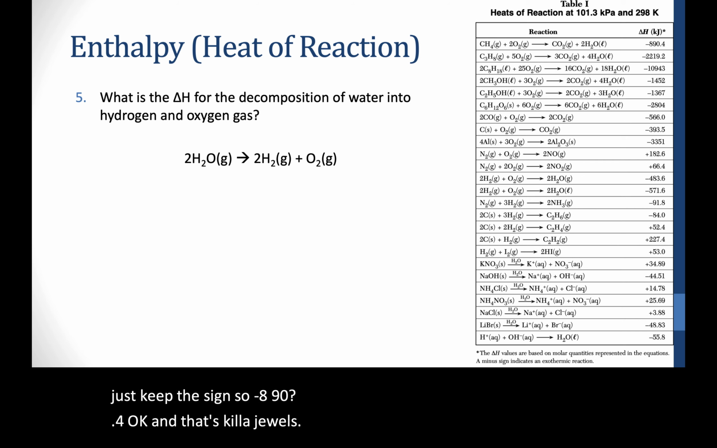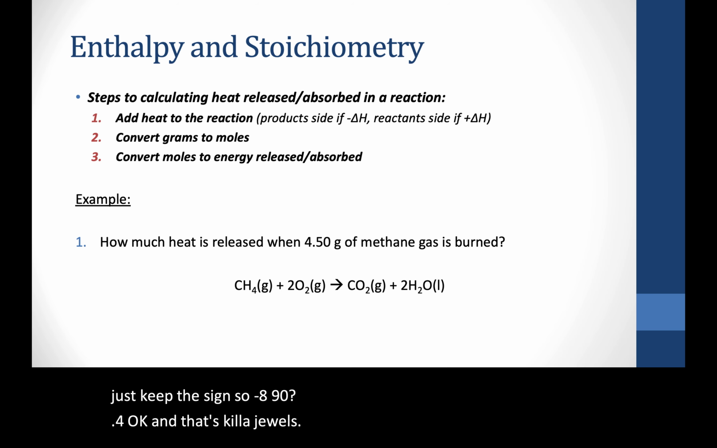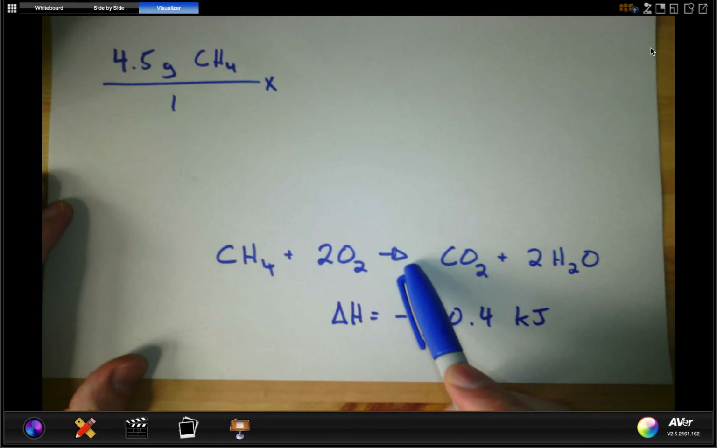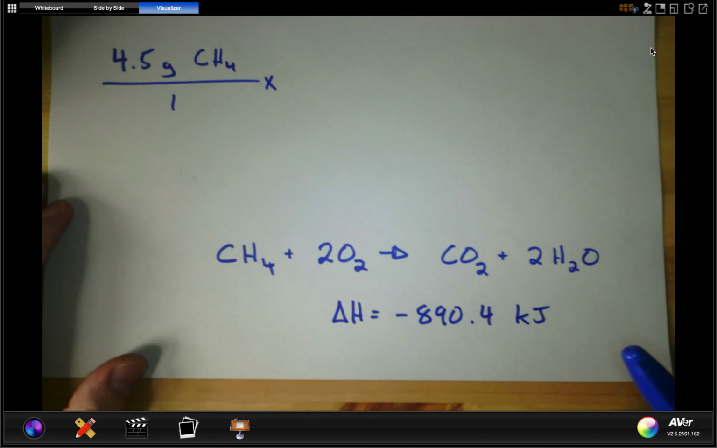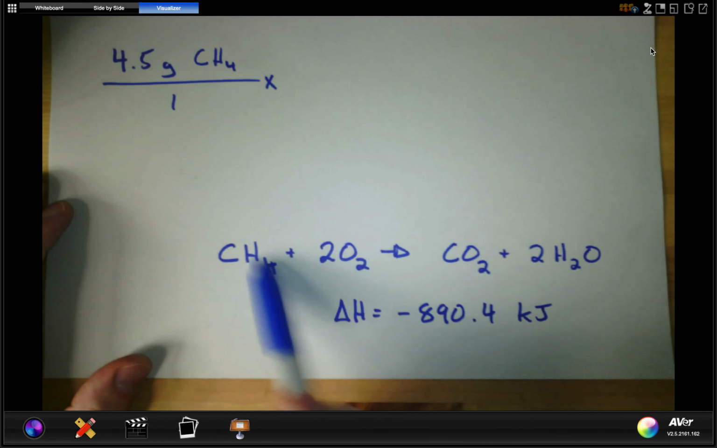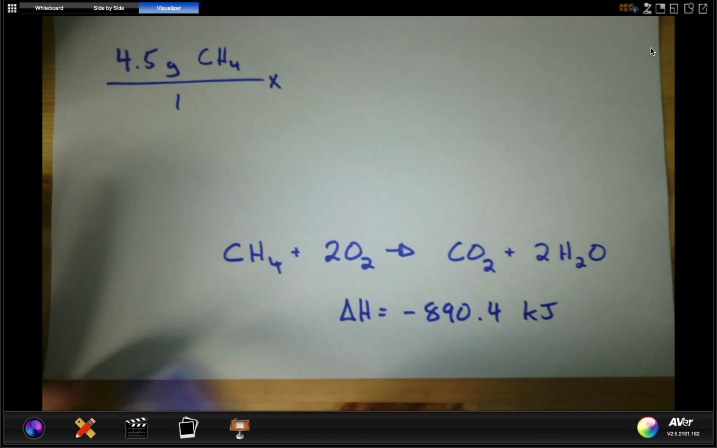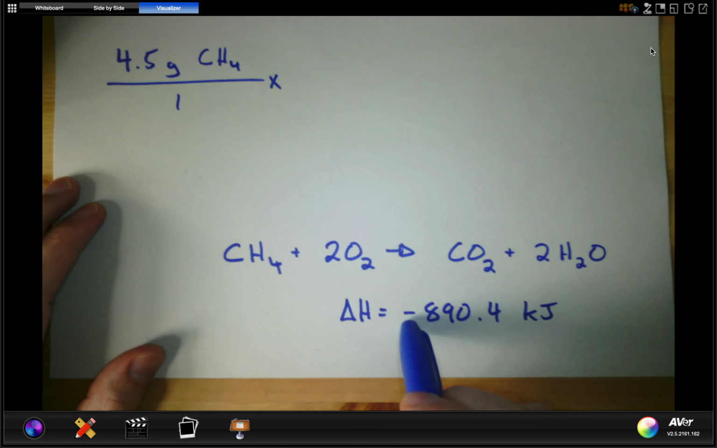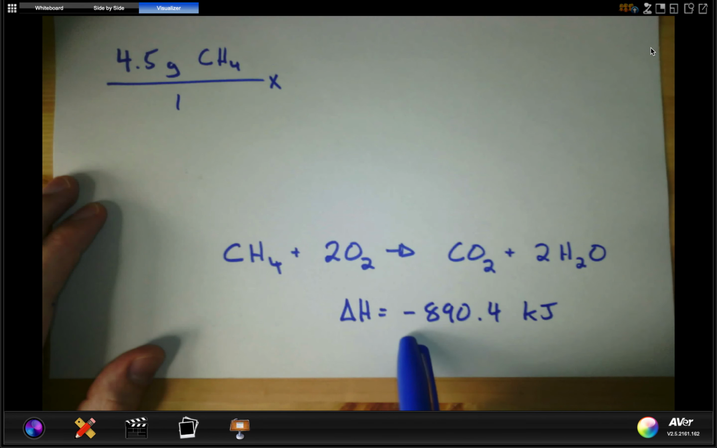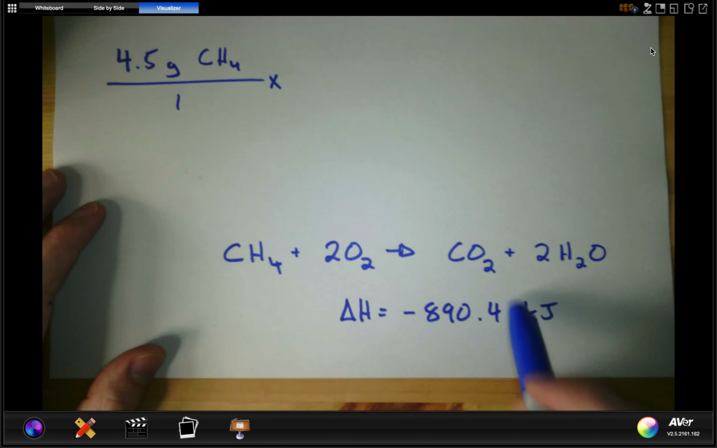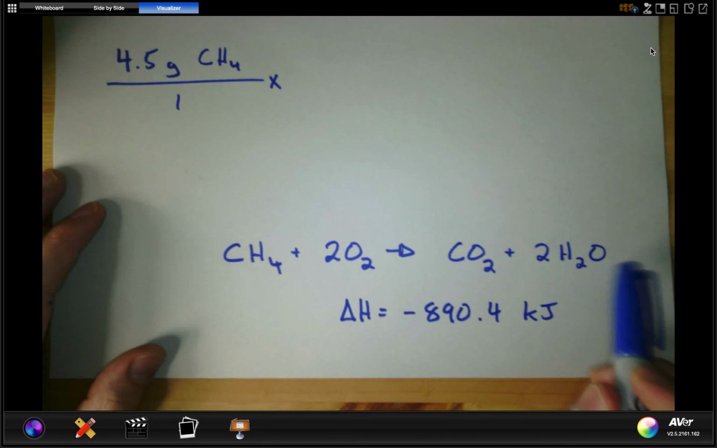All right, so let's go back to our question. I looked at my delta H for this reaction in the table. I wrote it down because I'm probably going to need it. So the first step was to include this term in the reaction. This is negative delta H, which means it's exothermic. So when I'm including this energy term for an exothermic reaction, energy goes on the product side.